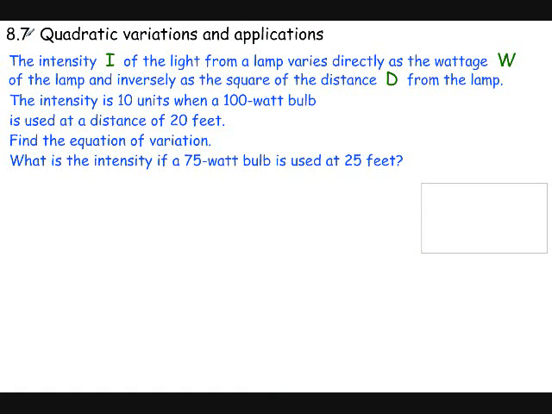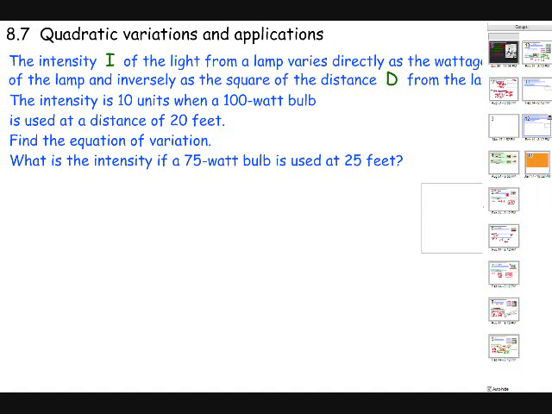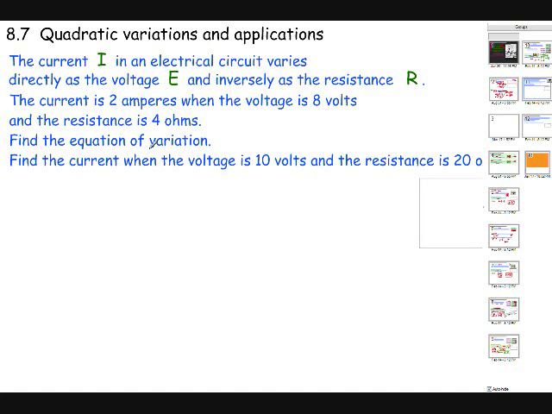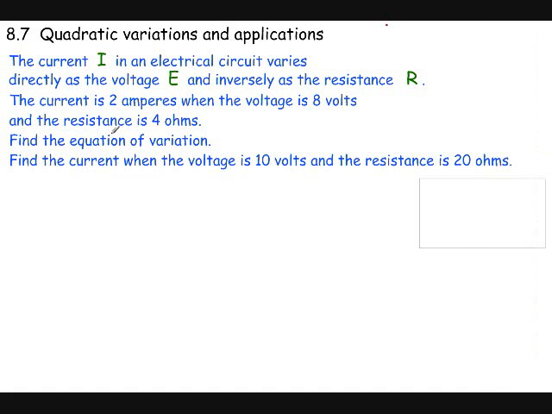Quadratic variations and applications. Oh, yes. I mean, this is where they actually come into our lives in real life. The current I in an electrical circuit varies directly. So let's see if we can write that down. It's actually what I studied when I was going to college. We know where K is, right? K is always in the numerator. And if it's a direct variation with E, then E is also in the numerator.